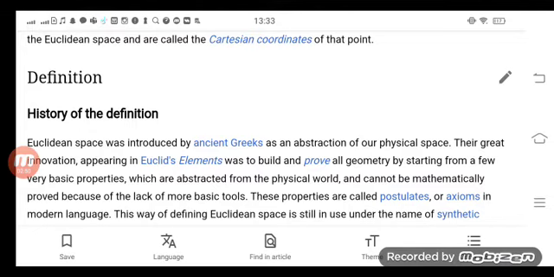Their great innovation, appearing in Euclid's Elements, was to build and prove all geometry by starting from a few very basic properties which are abstracted from the physical world.